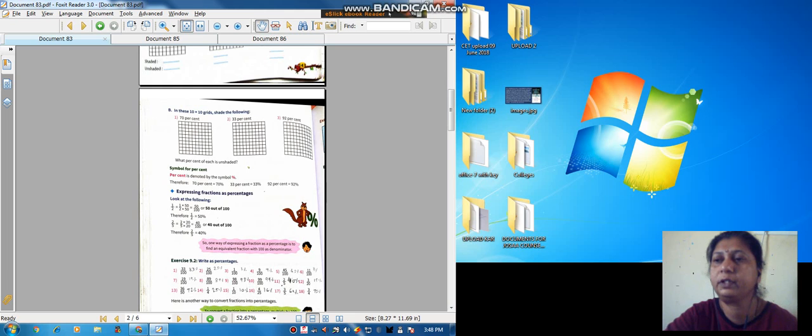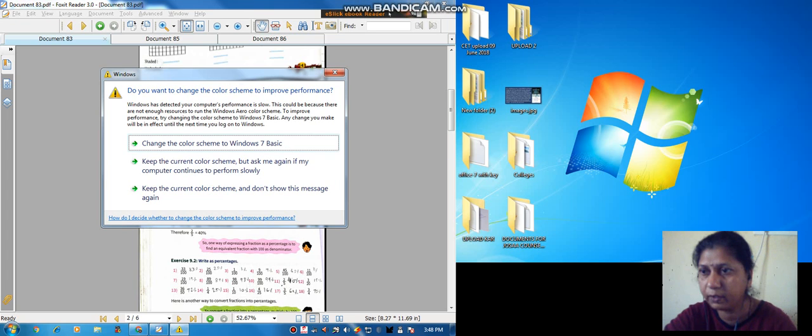Then 3 upon 20. Now see here, the denominator is not 100, so we have to multiply numerator and denominator by 5. So we get 3 times 5 is 15, and 20 multiplied by 5 we get 100. That is 15 upon 100. Okay, so just 1 second.